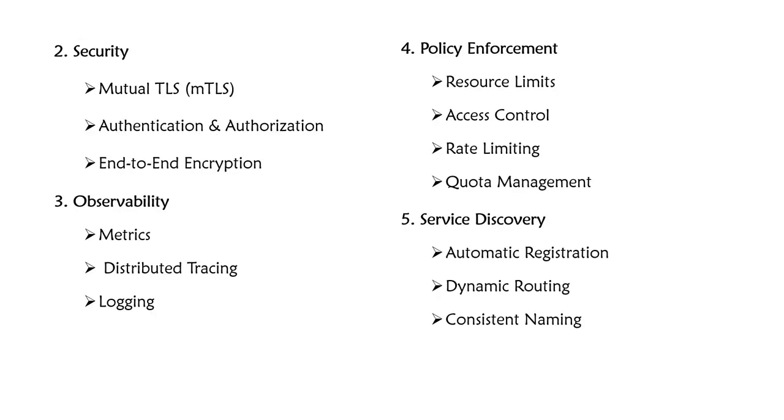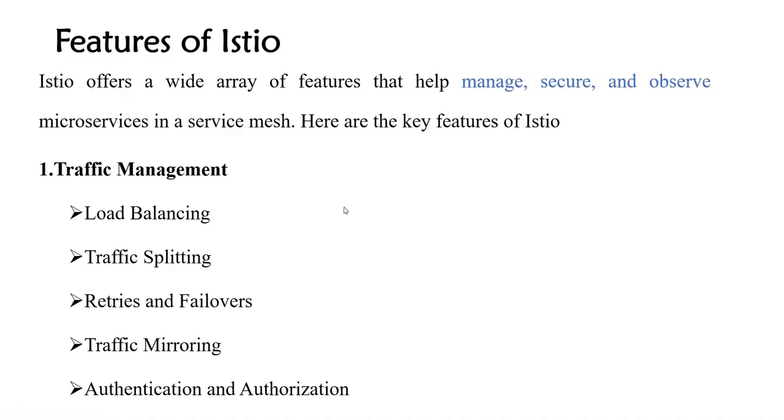The next is security. In security, it contains mutual TLS, authentication and authorization, end-to-end encryption. In observability, it contains metrics, distributed tracing, logging. The next one is policy enforcement. It contains resource limits, access control, rate limiting, quota management. The next is service discovery: automatic registration, dynamic routing, consistent naming. So, traffic management.